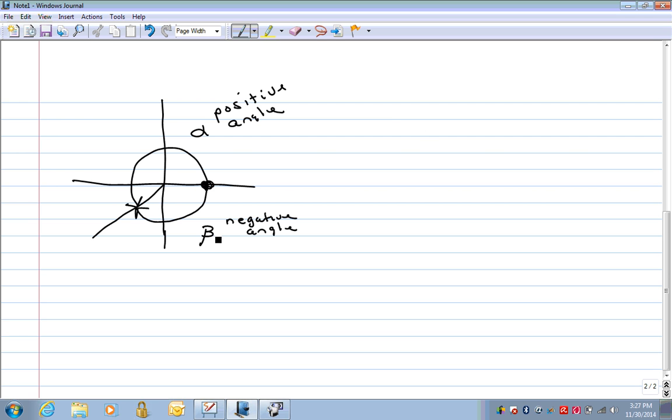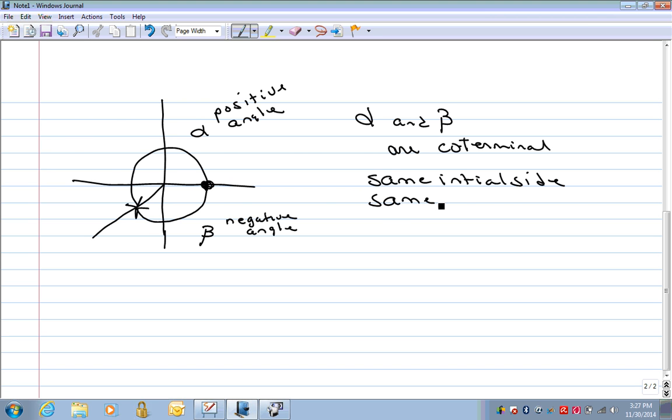Okay, these two angles, in this case alpha and beta, are coterminal. And they're coterminal because they have the same initial side and the same terminal side.